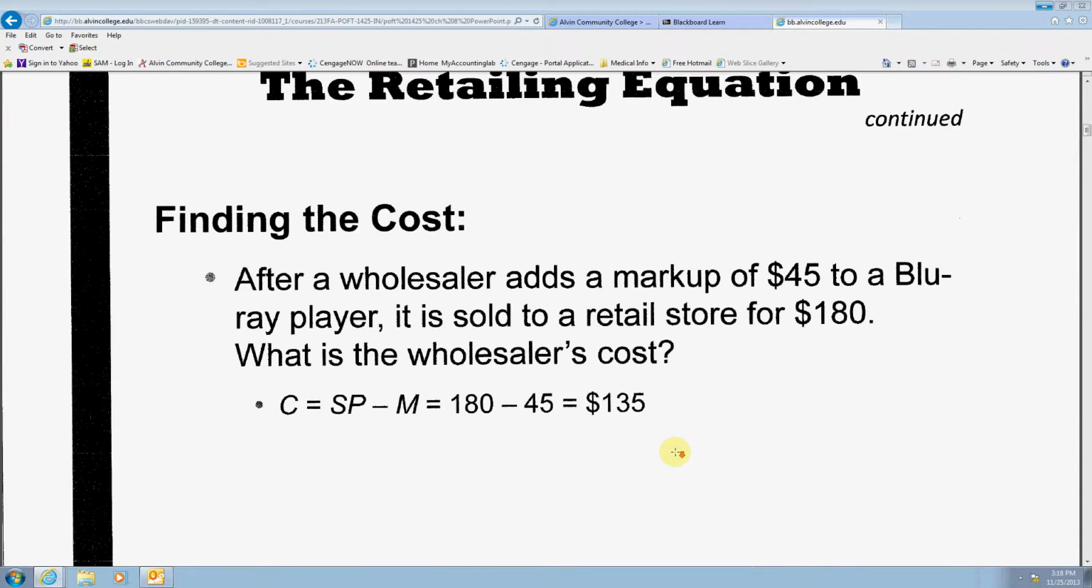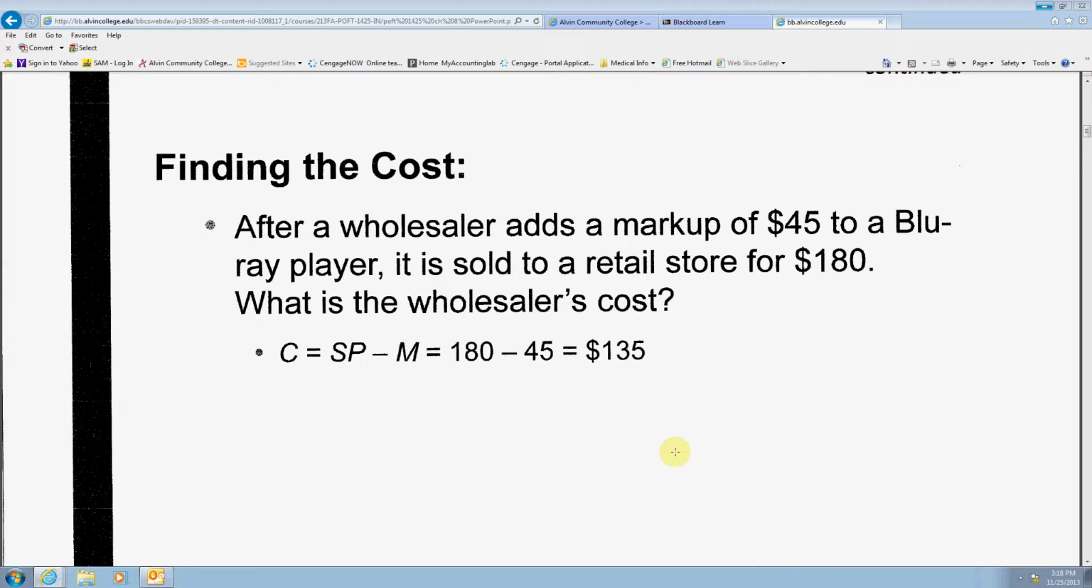Continuing with the retail equation for finding the cost: after a wholesaler adds a markup of $45, so this is our markup, to a Blu-ray player, it is sold to a retail store for $180. So that's the cost to the retail store. What is the wholesaler's cost? So we're going to take our selling price, which is $180, and subtract our markup of $45, and it's going to be $135 is the cost.